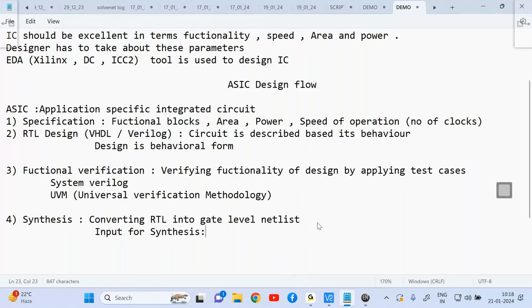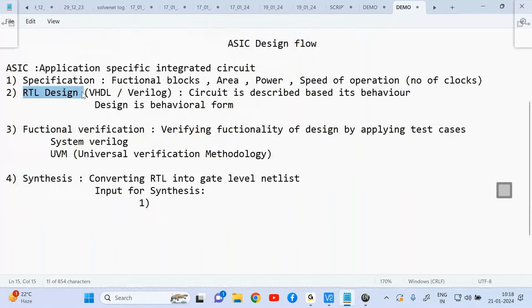First it should be your RTL design, your Verilog or VHDL program. That is what will be converted to gate level, right? So first is your RTL. RTL is .v or .vhd, the file extension. .v is a Verilog file, .vhd is a VHDL file. So one is your RTL.